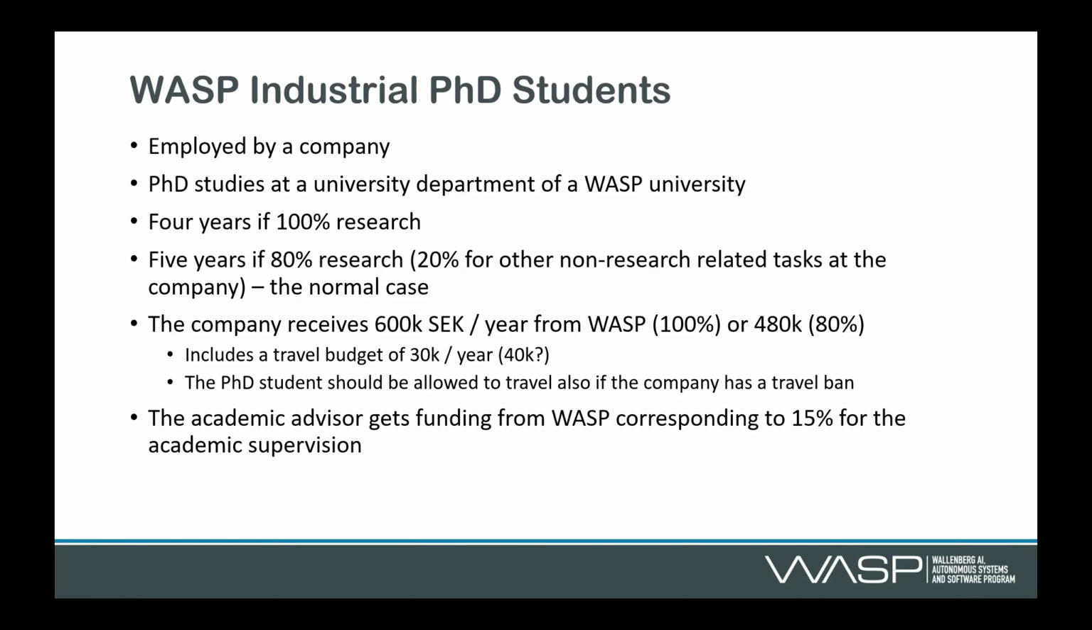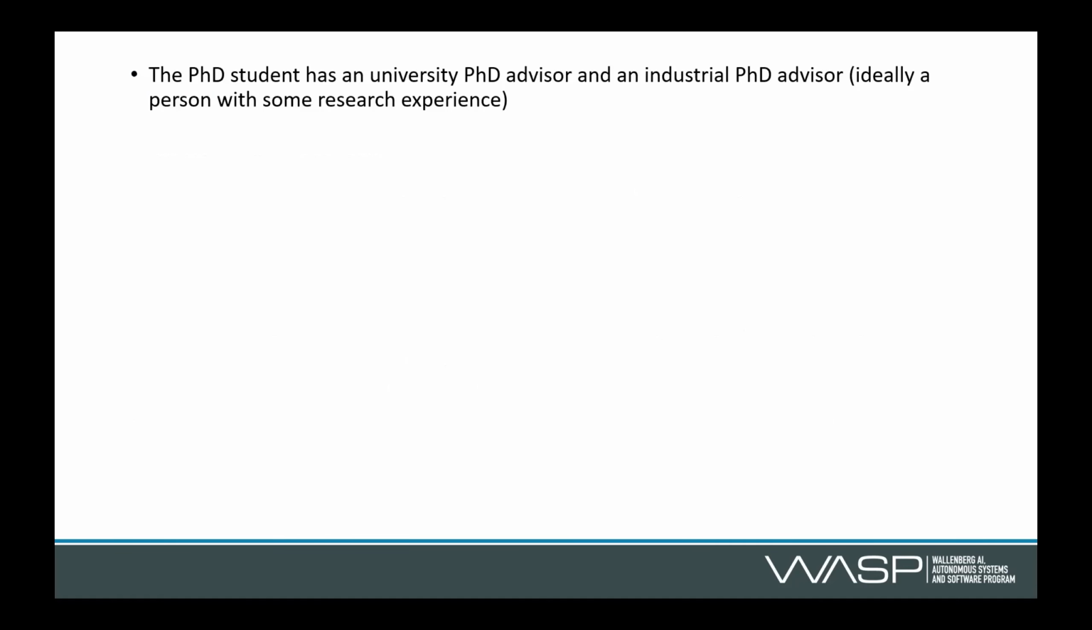Then the university and the academic advisor also get a certain amount of funding from WASP for doing the supervision of the industrial PhD student, and that corresponds to 50% of the salary of the supervisor. Then the PhD student has the university PhD advisor, which normally is called the main advisor, and an industrial PhD advisor, someone at the company. Ideally, this should be a person with some research experience, ideally someone with a PhD, or with a lot of experience of supervising master's thesis students and so on.